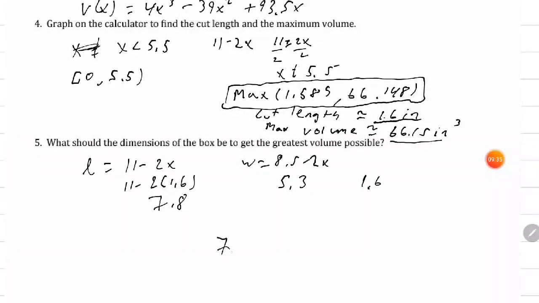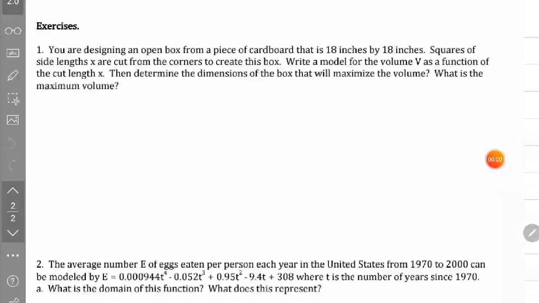So how we write this is length times width times height. And then we just put the inch through. You can write out inches or put the markings there for inches. Alright, let's do another example.